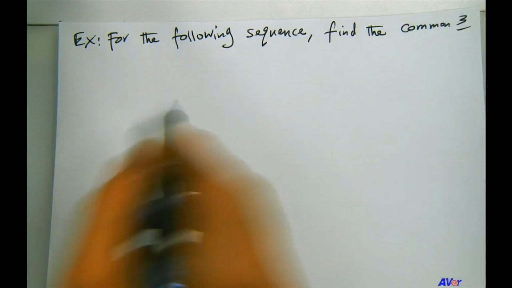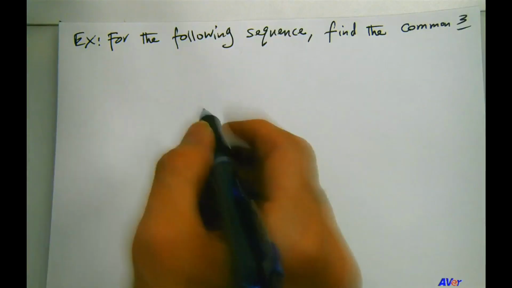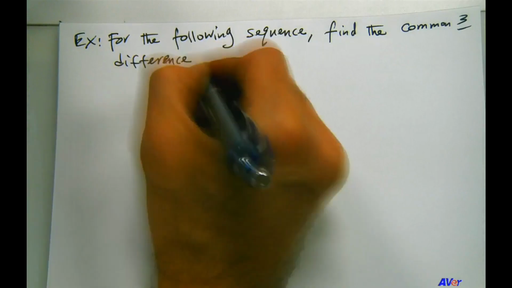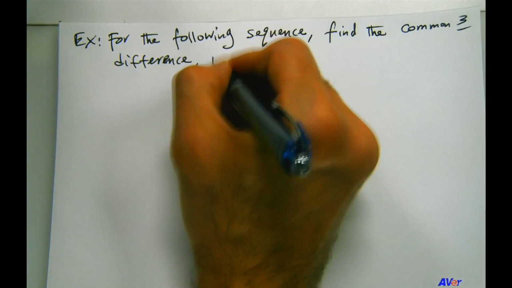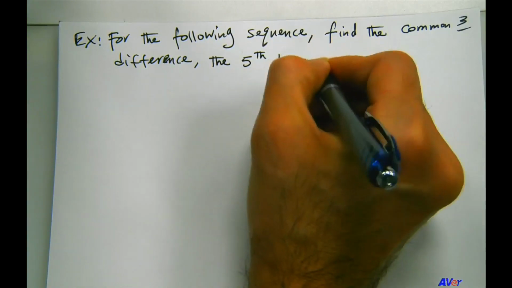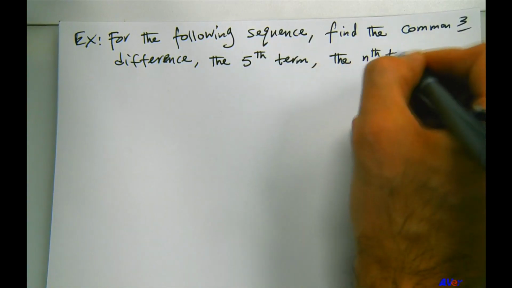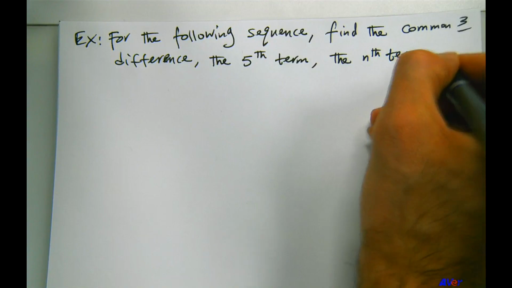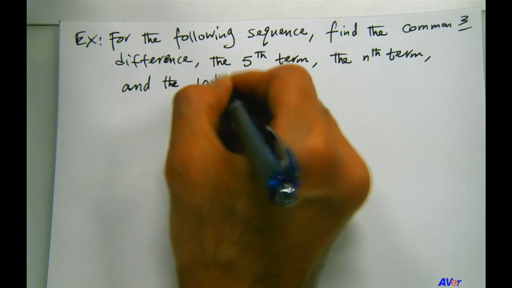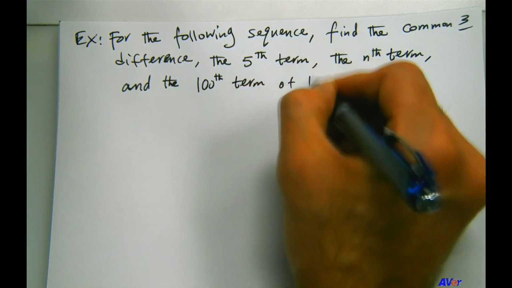So for the following sequence, which I will write down in a minute, we want to find the common difference, the fifth term, the nth term, and the 100th term of the arithmetic sequence.